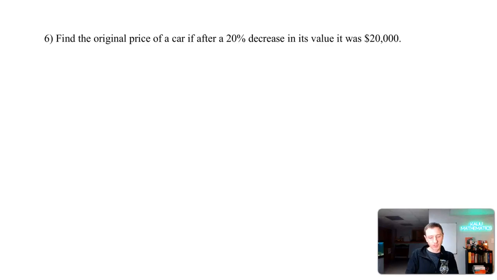Last one for this chunk of the lesson here. It says find the original price of a car if after a 20% decrease in its value it was $20,000. So now we have an original price we want to figure out. So we have a price. This is the original price. It decreased by 20%. So we went from a price, let's say 10,000. Yes, that's a bad example because now it's valued at 20,000. Let's say $100,000, whatever. It's a $100,000 car, and we decreased it by 20%, and now it's worth $20,000.